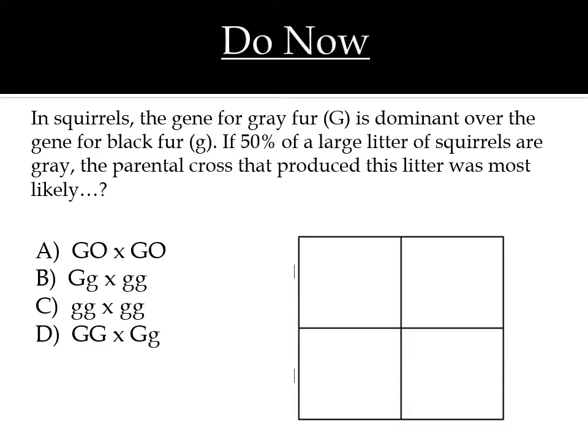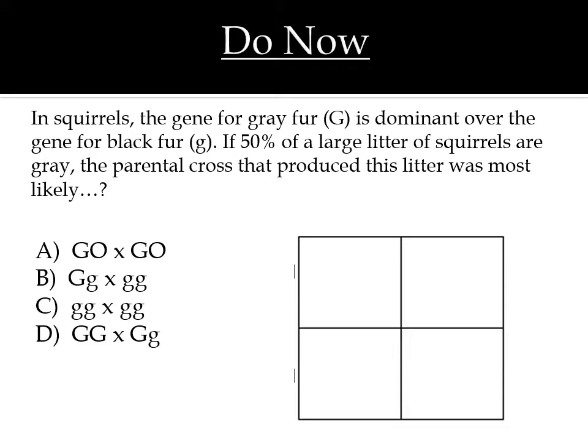So if we're done now here, it says in squirrels, the gene for gray fur, big G, is dominant over the gene for black fur, little g, which means if an animal is going to be black, it has to have two of the little g alleles. If it's going to have gray fur, it could have either one or two of the big G alleles. We don't quite know yet.